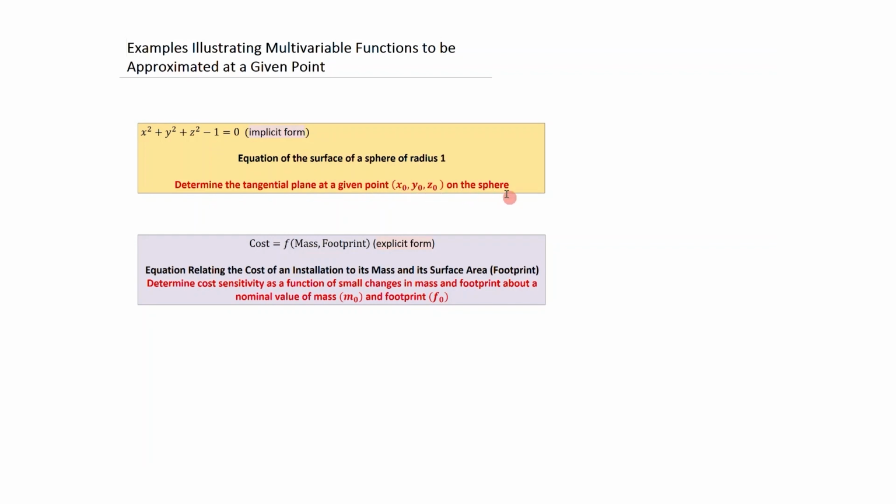An objective, for example, might be to determine the tangential plane at a given point x0, y0, z0 on the surface of the sphere. A second example would be, for instance, determining the cost as a function of mass and, say, footprint, meaning the physical area that an object holds. This would be an explicit form of an equation. And here the objective would be to determine the cost sensitivity as a function of small changes in mass and footprint about a nominal value of mass and footprint.